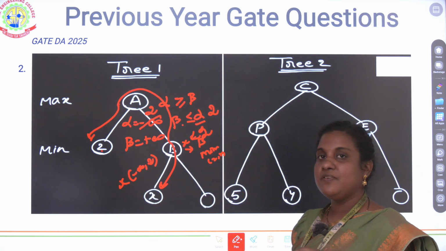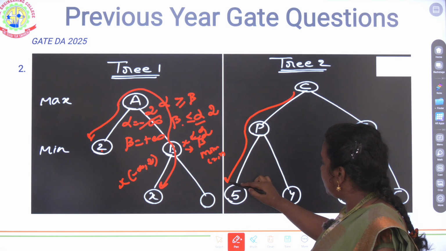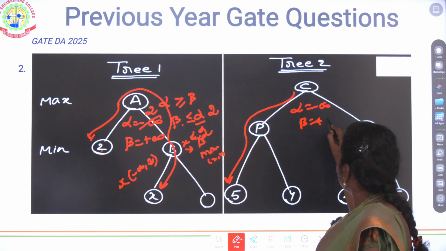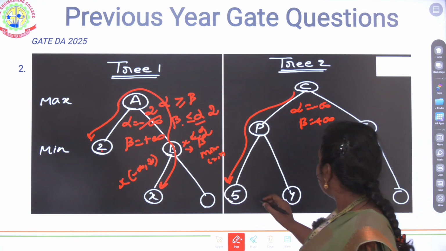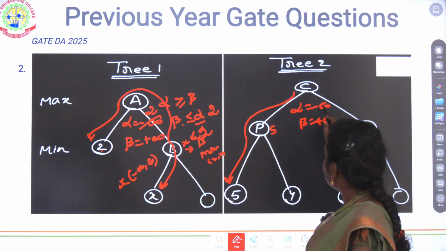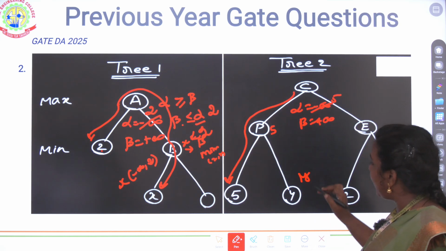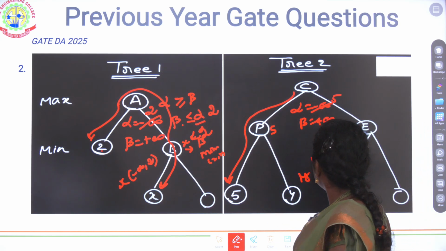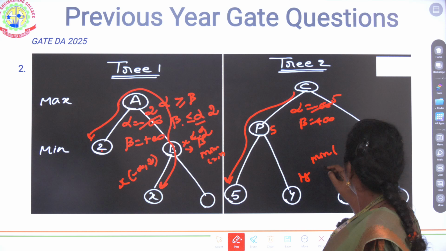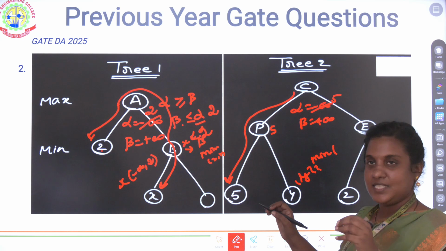Next we have to find the y value. Here alpha is minus infinity and beta is plus infinity. The leaf value 5 replaces alpha, so alpha becomes 5. Here we don't know the y value, so we will find it out a little later.